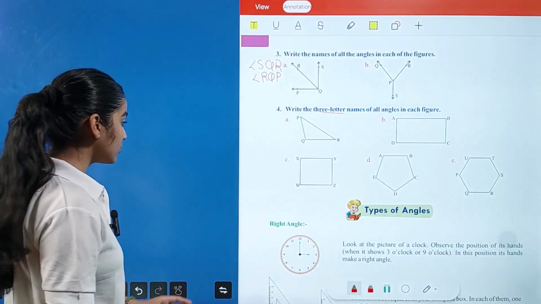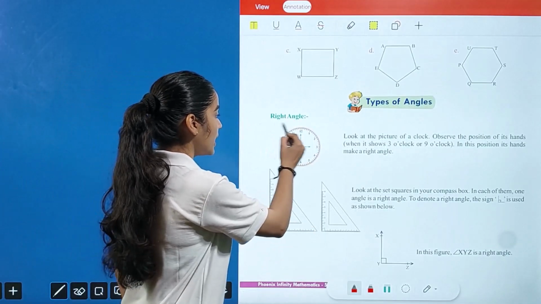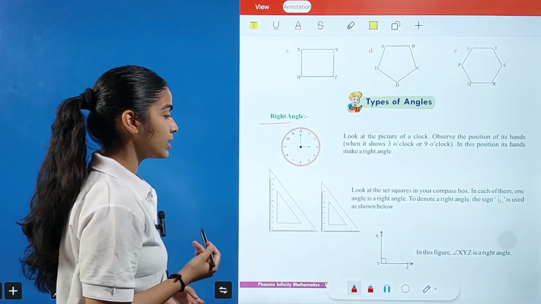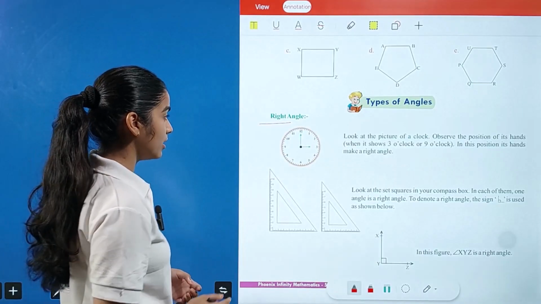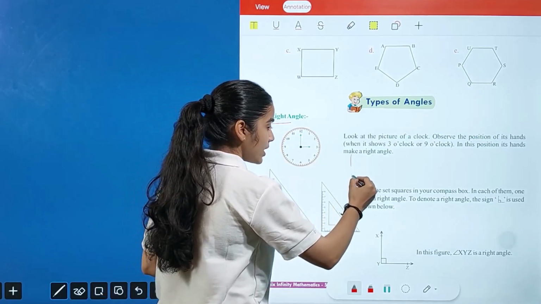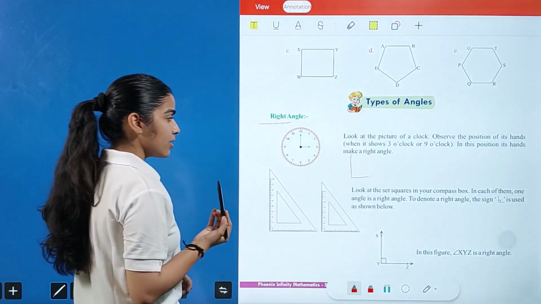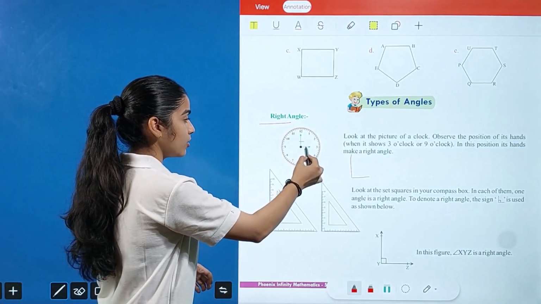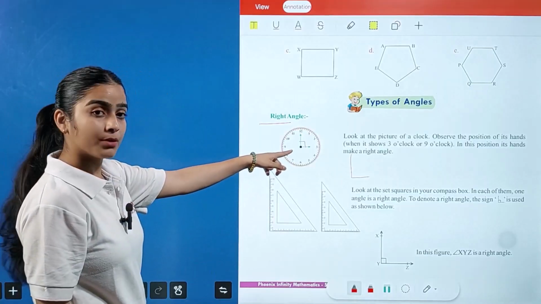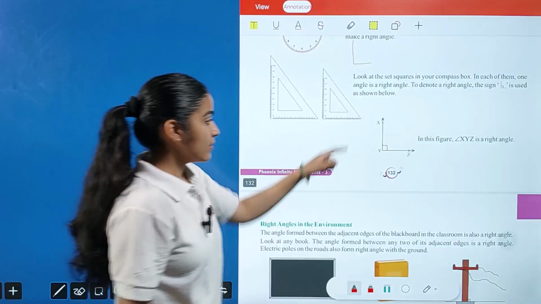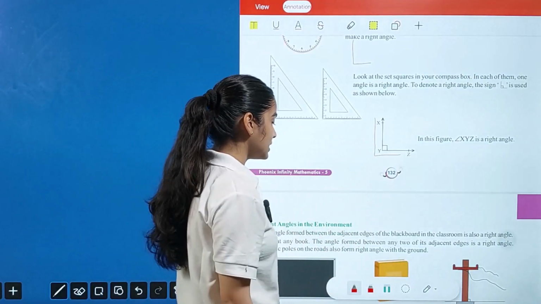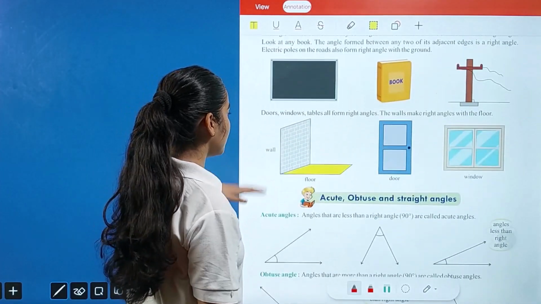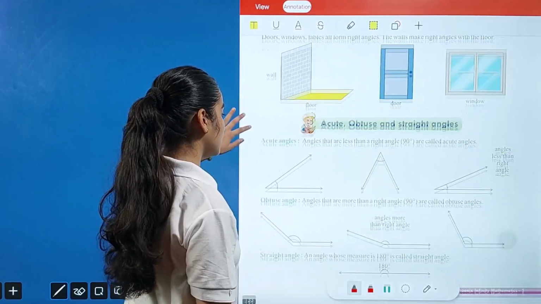Now we are going to learn about the types of angles. So first we have the right angle. Look at the picture of a clock. Observe the position of its hands. When it shows 3 o'clock or 9 o'clock, in this position, the hands make a right angle. So whenever you see a symbol of L forming anywhere, you can easily say that angle is 90 degrees. So in this clock, we notice we are making an angle of 90 degrees because we have our alphabet L, right? So whenever we have the L alphabet, that means this is your 90 degree angle. Right angles in the environment we have in a television, in a book, and in walls, in doors. So these are the right angles.